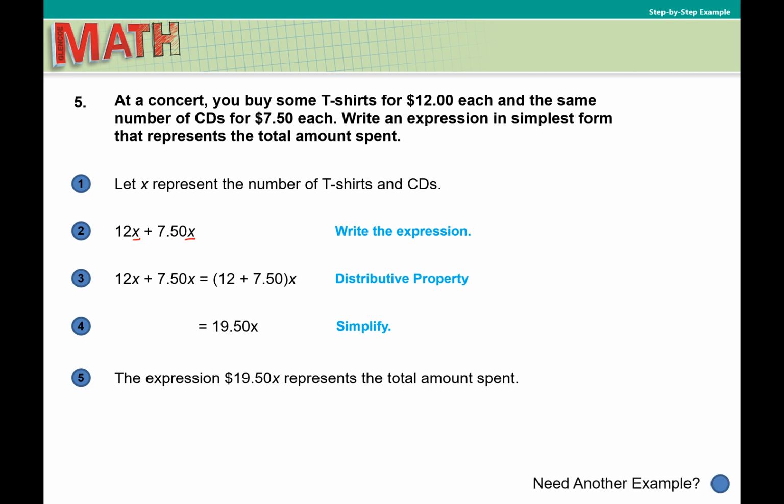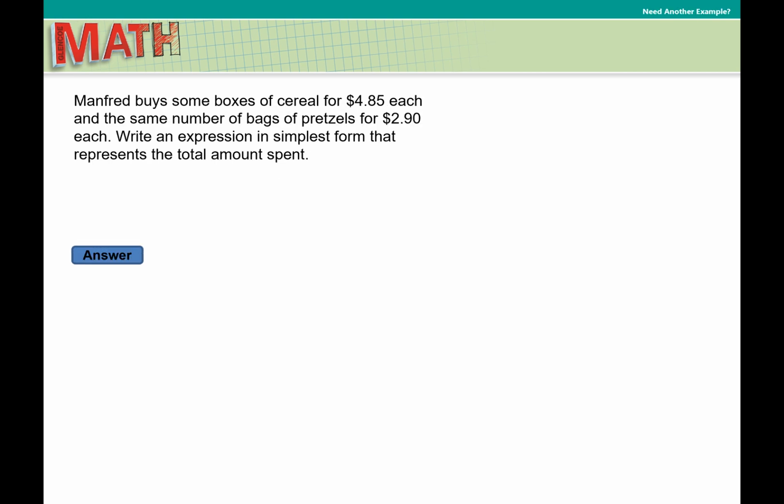Okay, you work through this one here and check your answer when you're done. You should get an answer of 7.75X. So we're going to use X to be our variable. So we have 4.85X plus 2.90X. And we're going to just simply separate that out, 4.85 plus 2.90, and times that by X. When we do the math there, we get an answer of 7.75X.